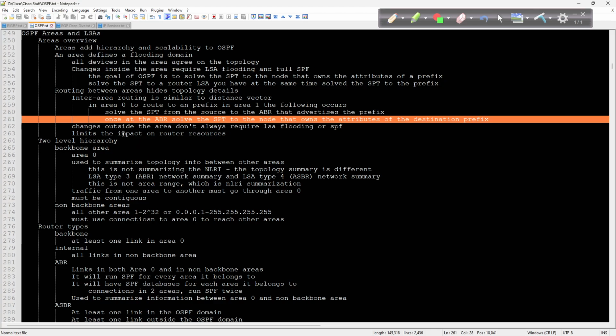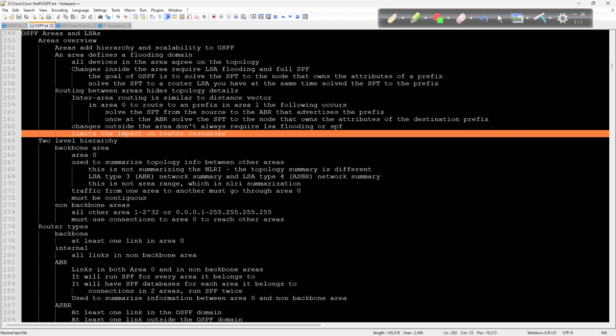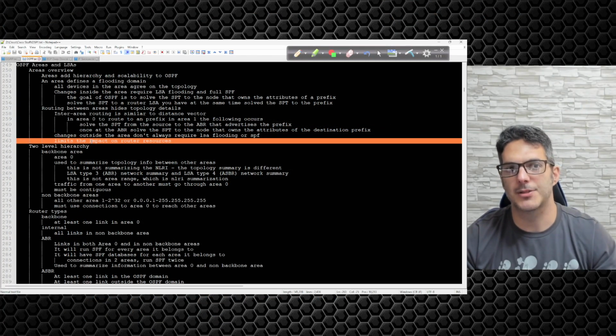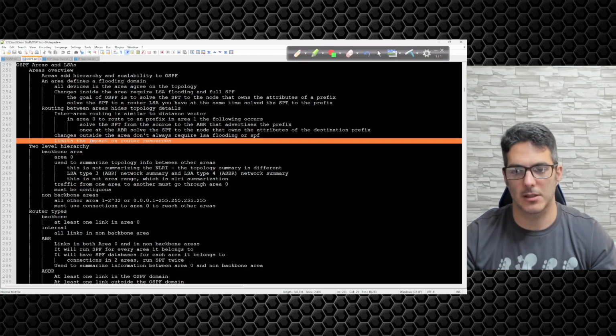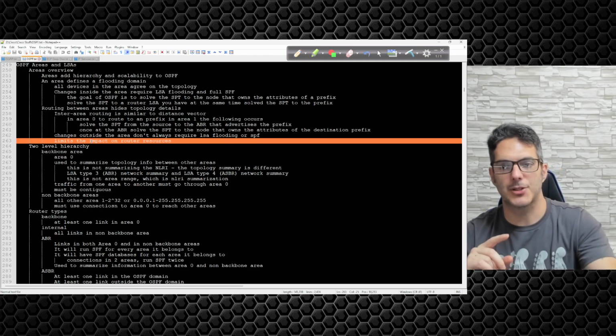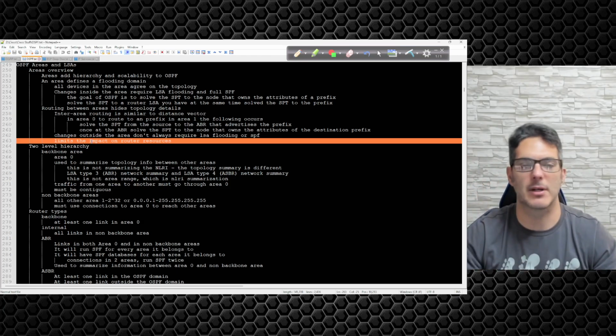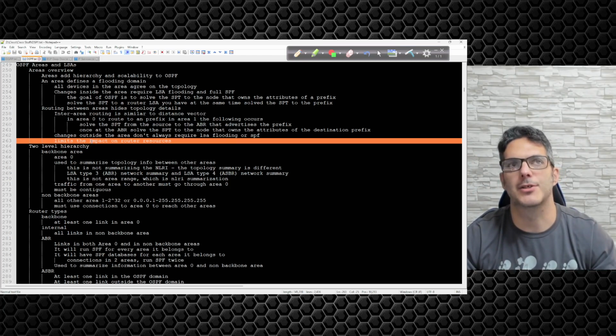So when you have this set up where you've got multiple areas defined, changes outside the areas don't always require LSA flooding or SPF. It does limit the impact on the router resources. And this is actually a big deal because I have seen OSPF domains that are very, very large, very wide area zeros. And I'm like, oh my God, what are you guys doing? And then they wonder why, if something happens in a remote location, things are reconverging all the time, if links are flapping or whatever the case might be.